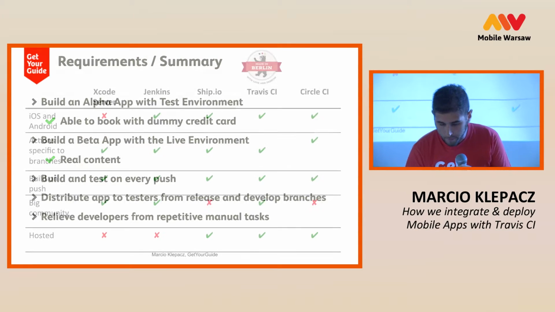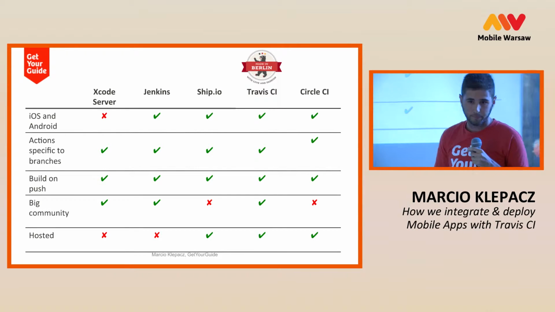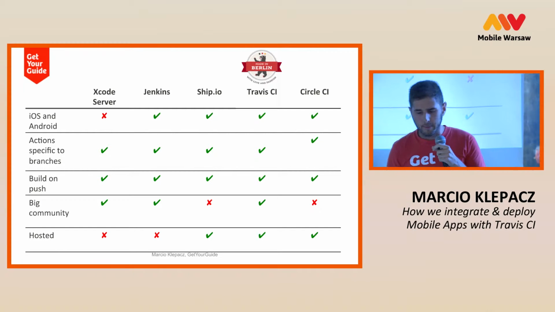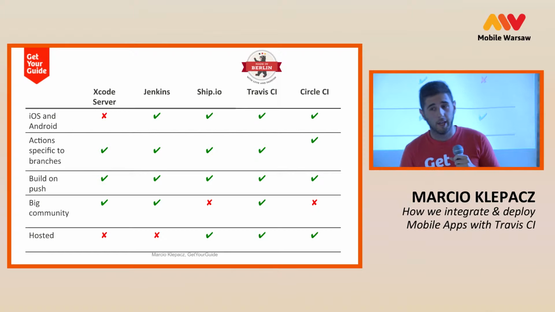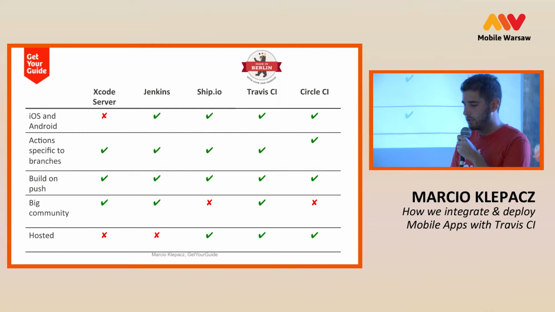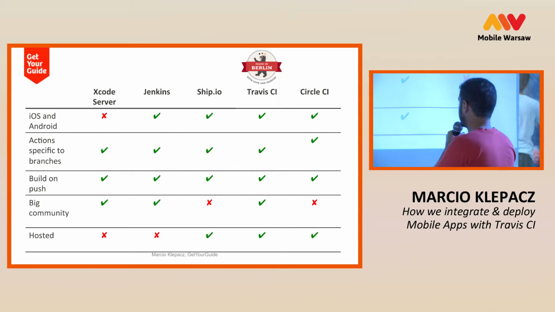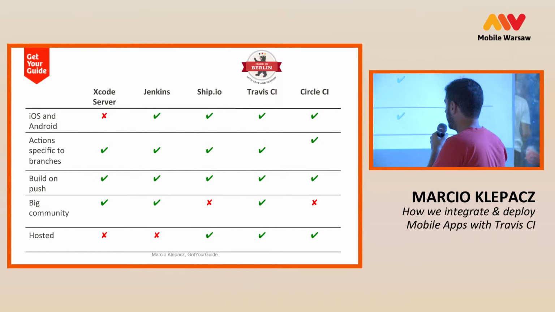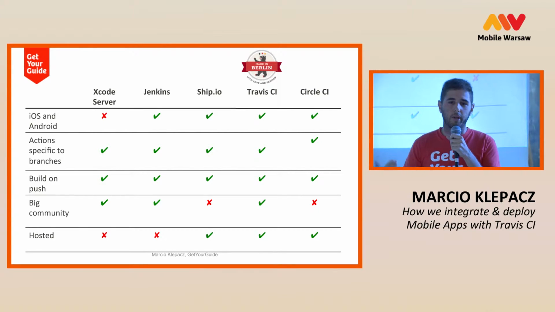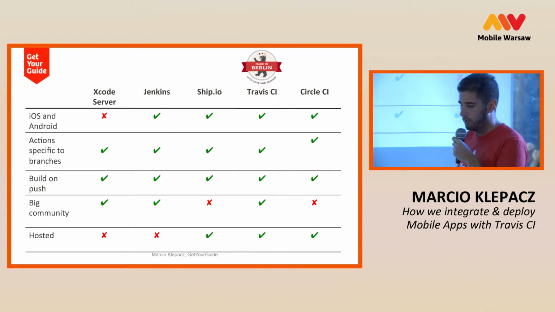So there are some solutions on the market that can help us with that. First one is Xcode Server. I had some experience with Xcode Server before. I set up some stuff. It worked okay, but we still need something for Android. We want one solution that also supports Android. Okay, so no Xcode Server. Jenkins looks great. We can do all kinds of stuff we want to do. There's also a big community, but we also don't want to have a computer that we have to maintain. And so, sorry Jenkins, not you. Ship.io.